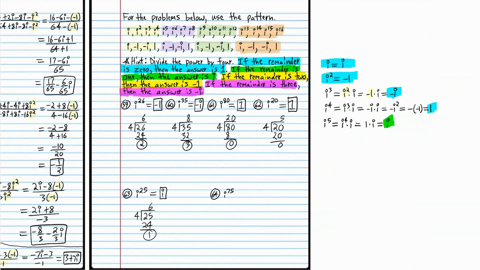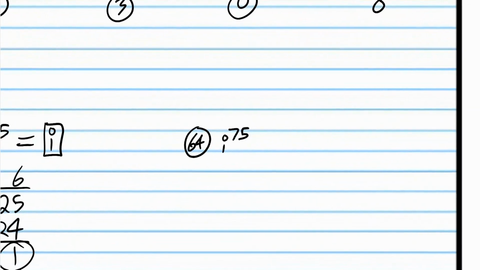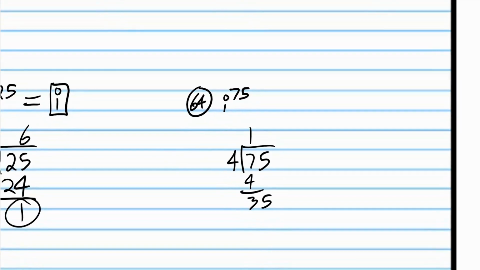Try number 64, and when you come back, we'll do it together. All right, we're back. We're going to take 75, divide by 4. Always divide by 4. 4 goes into 7 one time. 4 times 1 is 4. 7 minus 4 is 3. Bring down the 5. 4 goes into 35 8 times. 4 times 8 is 32. 35 minus 32 is 3.